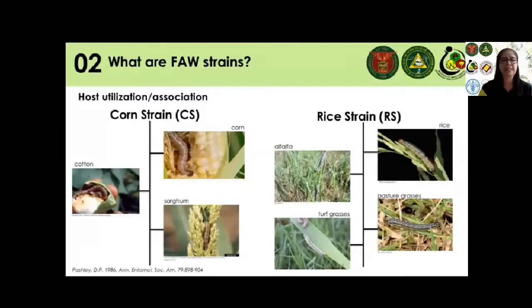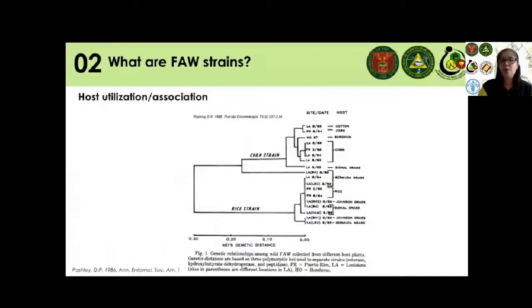So the grouping of corn and rice strains was further confirmed by Pashley in a follow-up study on the loci of esterase, hydroxybutyrate dehydrogenase, and peptidase.